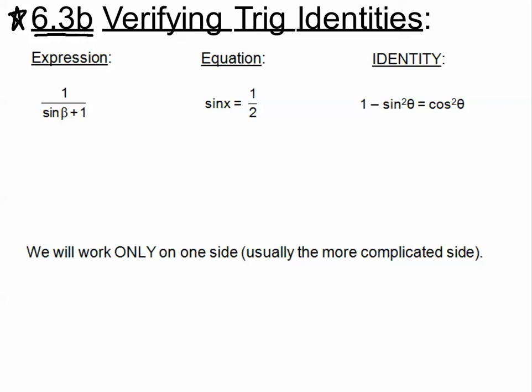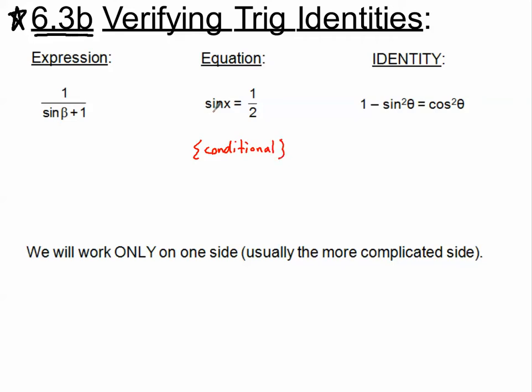So far, we've only been working with expressions. Expressions are just terms that are just sitting there. There's no equal sign. When we introduce an equal sign, we either have an equation or an identity. An equation is conditional, meaning that only certain values of the variable will work.